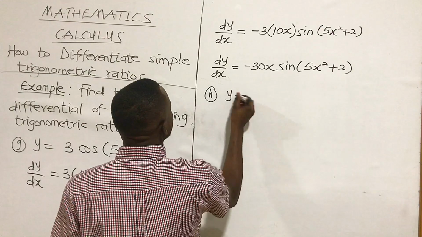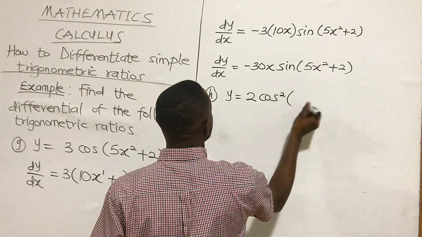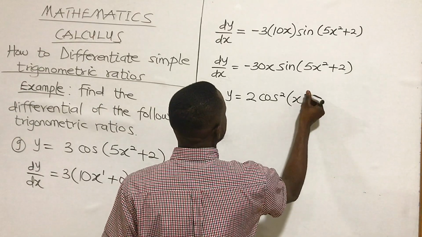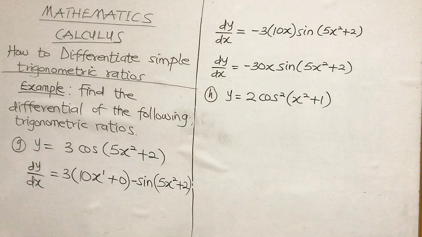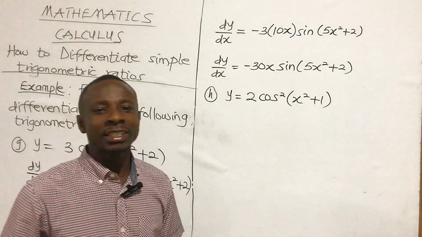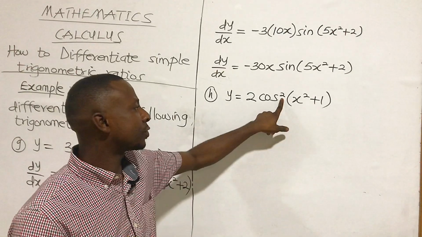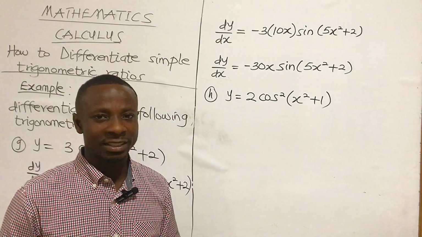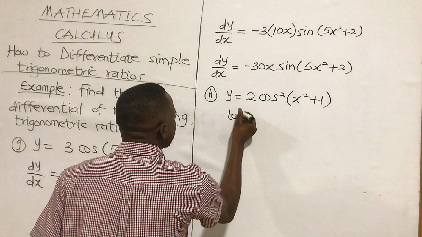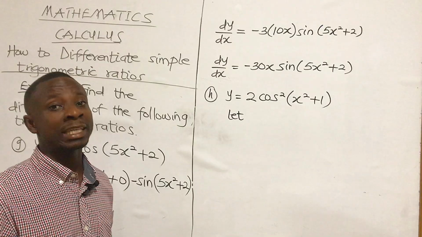We have y is equal to 2 cos squared bracket open x squared plus 1. And this will be the next example. Now from here, the cos is carrying an exponent. And anytime the trig is carrying an exponent, then we need to make substitution. So let any variable of your choice. This time around, we are using the letter A.